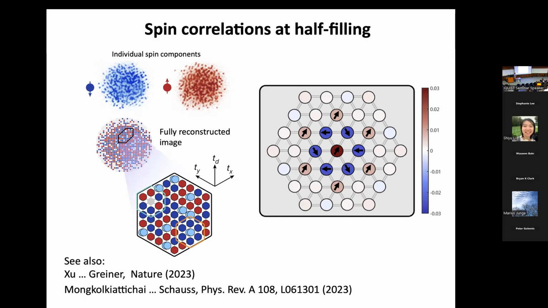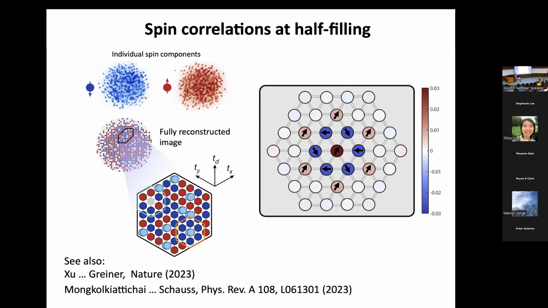And then we can image both of them simultaneously on a camera. So we can get full readout now without this issue of light-assisted collisions. We can get the full readout of all the possible states, and we can fully reconstruct the snapshot of the Hubbard model and then construct any n-point correlation function. So here in particular, we're looking at the 2-point correlation function.